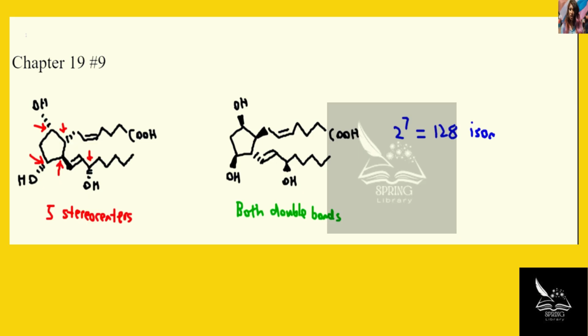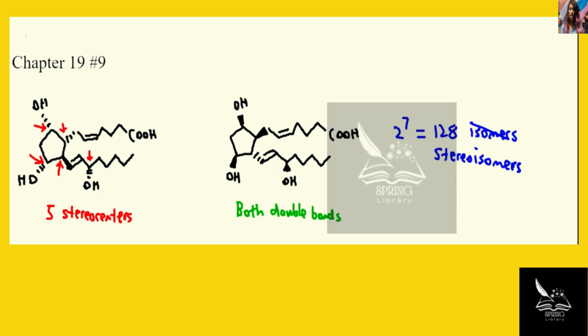So there are 128 isomers, and I suppose I should say 128 stereoisomers. Okay, so there are 128 possible stereoisomers here. And again, we got that by adding up the 5 tetrahedral stereocenters and the 2 double bonds that can isomerize, and then raising 2 to that number 7. Okay, and so that's the answer here.